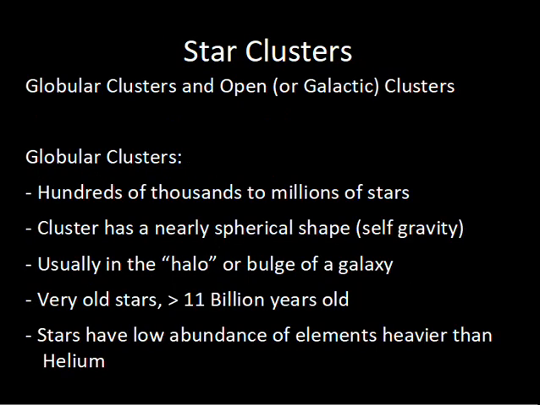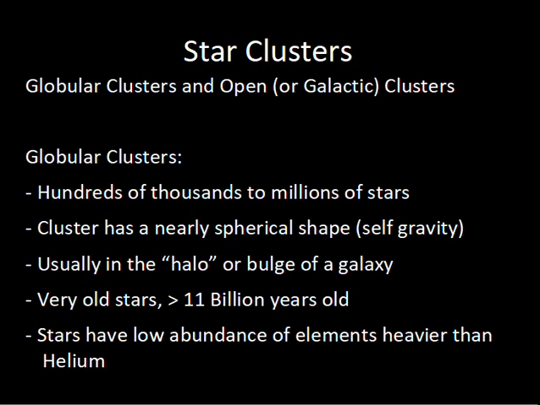So star clusters, there are two big categories, the globular clusters and the open or galactic clusters. The globular clusters are much bigger, hundreds of thousands to millions of stars in this one object, a nearly spherical shape, as the object has enough gravity on its own to create this shape. The stars are not spread out as much as in an open cluster.